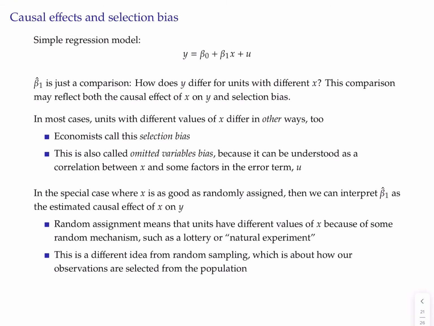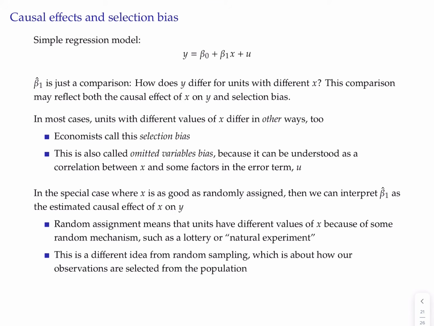In this video, we'll look at selection bias or omitted variables bias, and we'll also talk about the special case where our regression estimates might have a causal interpretation. So here's a simple regression model you're familiar with, and an important point to make up front is that our slope estimate is just based on a comparison, right?